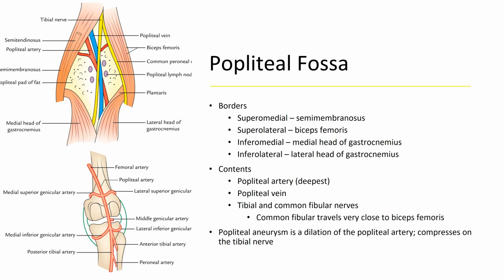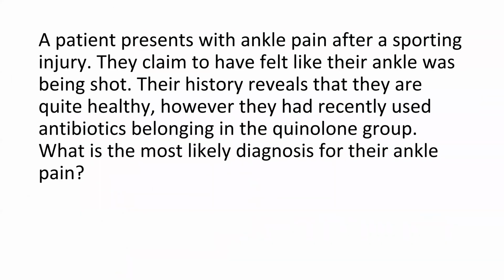So a popliteal aneurysm occurs when there's a dilation of the popliteal artery, and that will compress on the tibial nerve. It will lead to a lot of pathologies and palsies in your feet and your lower limb.